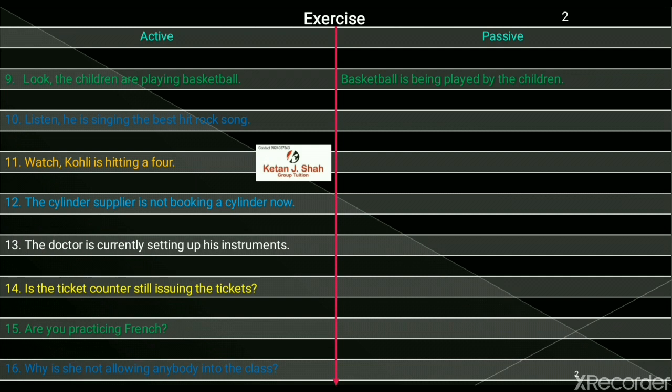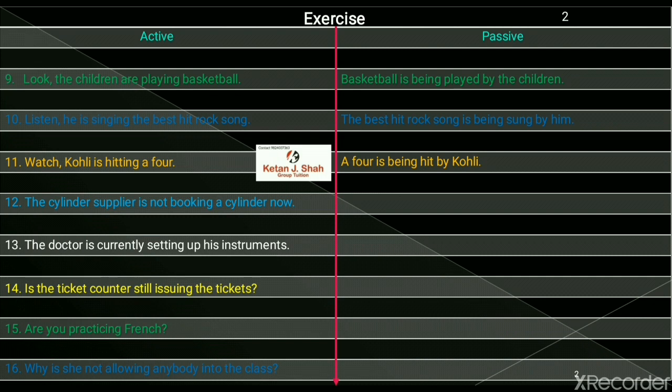Look, the children are playing basketball becomes basketball is being played by the children. Listen, he is singing the best hit rock song becomes the best hit rock song is being sung by him. Watch, Kohli is hitting a 4 becomes a 4 is being hit by Kohli.